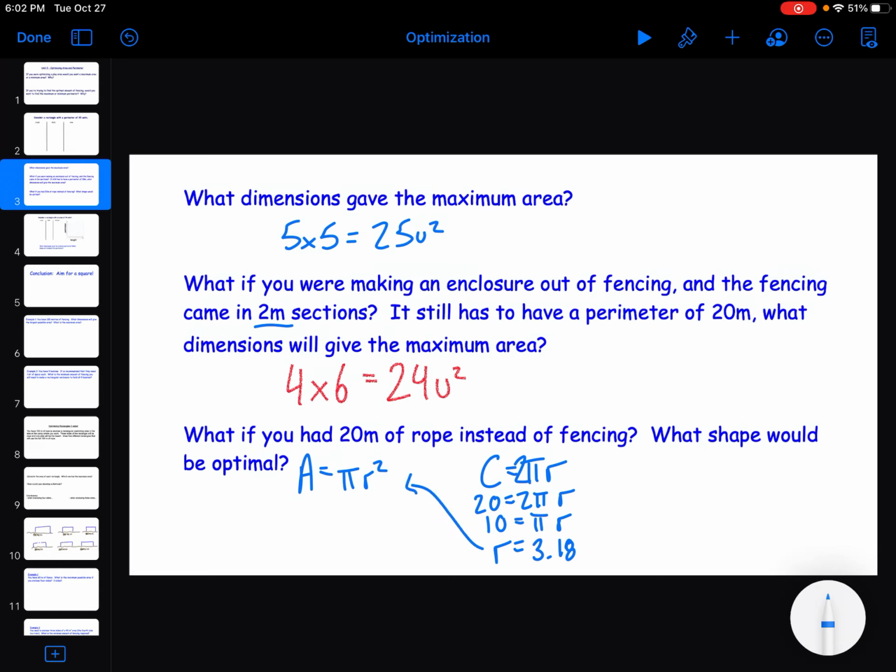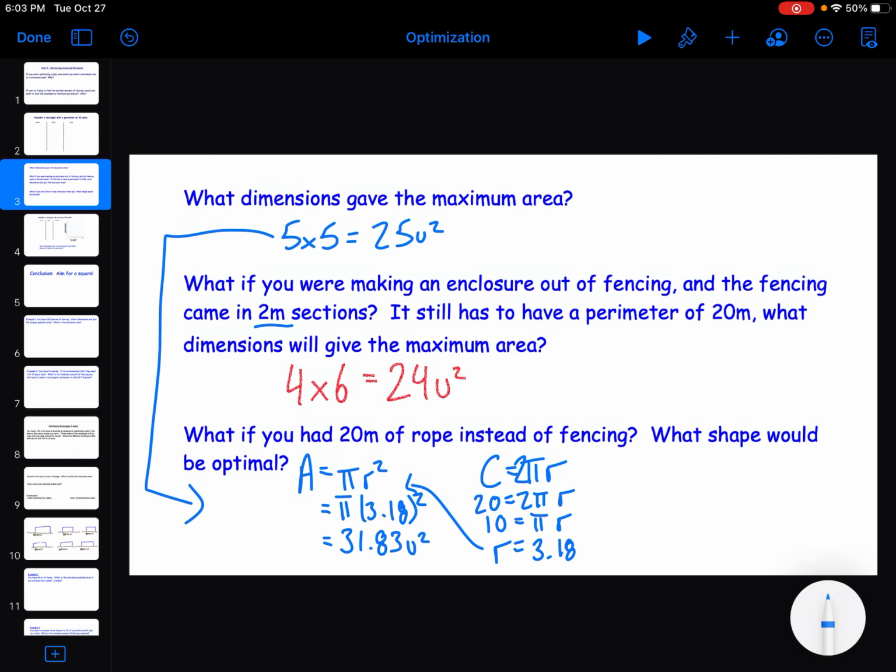Well, now I can take that r and sub it in here, and you're going to see that if we could make our fence with a rope, we would actually get the best number. When we square that value and then times it by pi, we're going to end up with 31.83 units squared, which is actually significantly bigger than our best unit when we kept everything as straight edges.